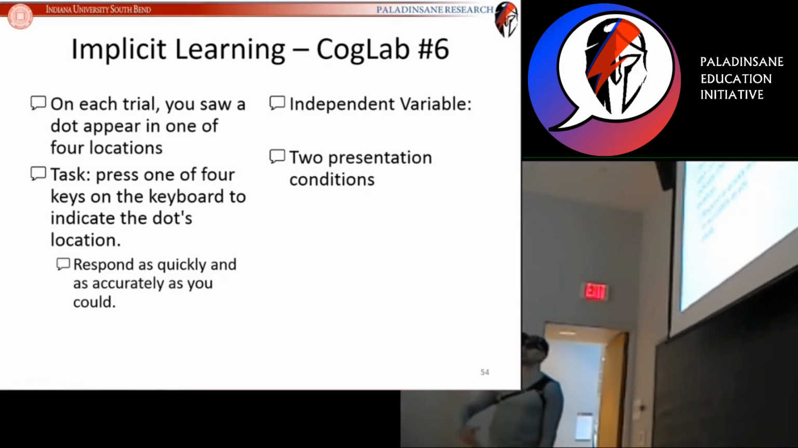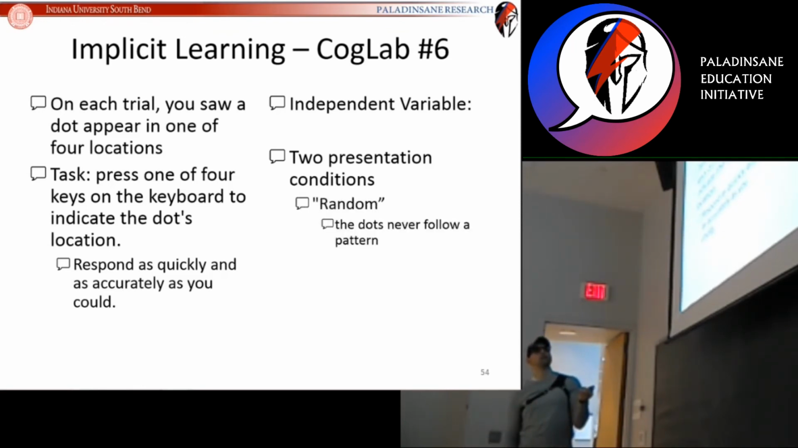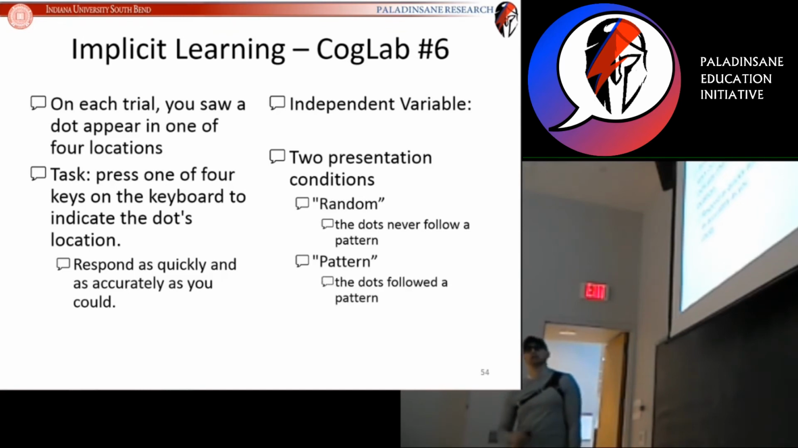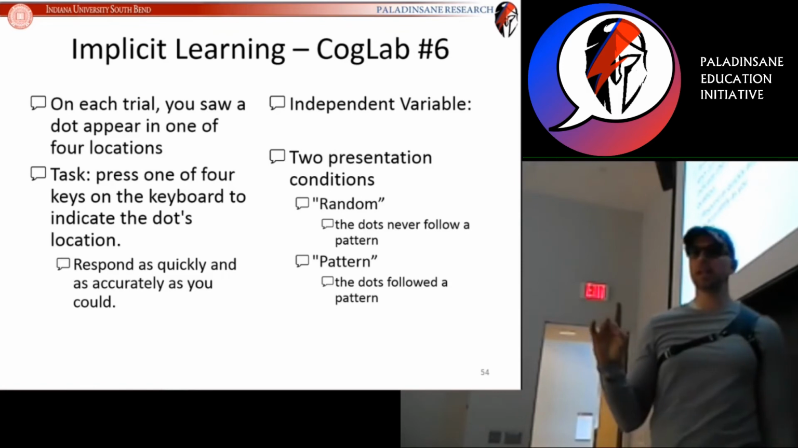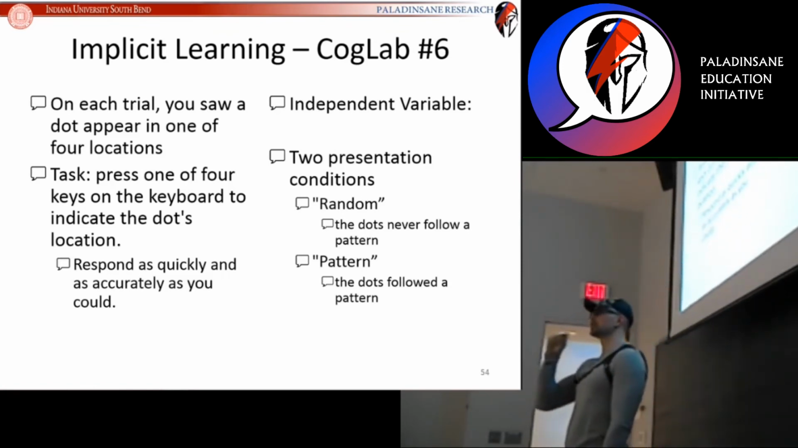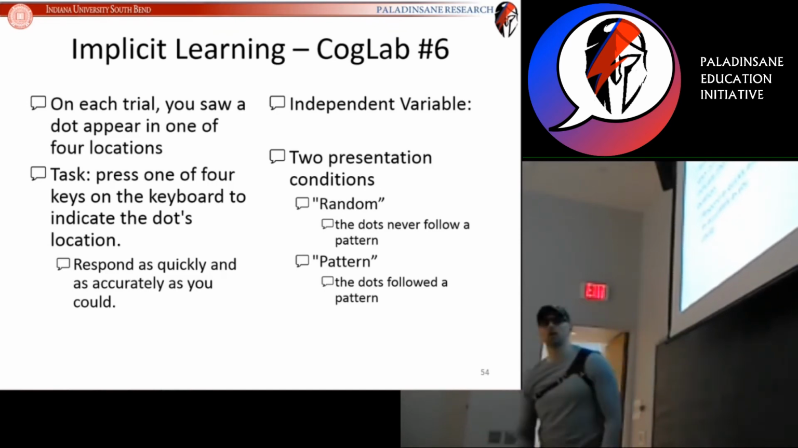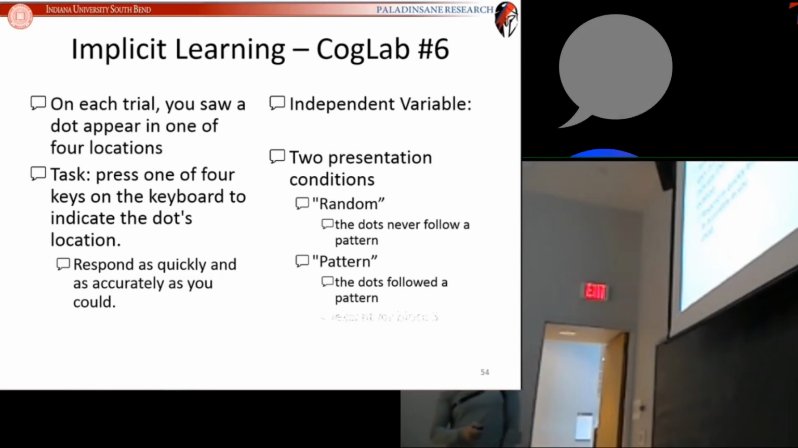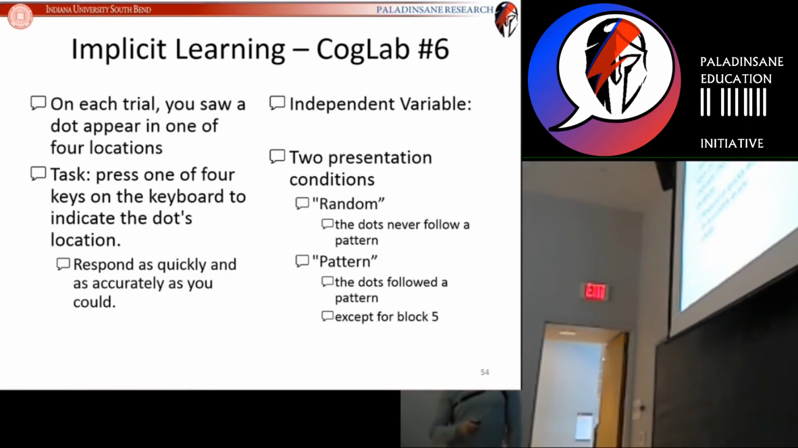So the independent variable was that there were actually 2 presentation conditions that you could have found yourself in. And these are either or. Half of you ended up in the random condition, and the other half ended up in the pattern condition. In the random condition, the location was completely randomized. It never followed a pattern. In the pattern condition, the location of the dots followed a pattern. And this pattern repeated over and over and over again, except on block 5, and we'll take a look at block 5. It reverted to random for block 5, but other than that, it followed that pattern.